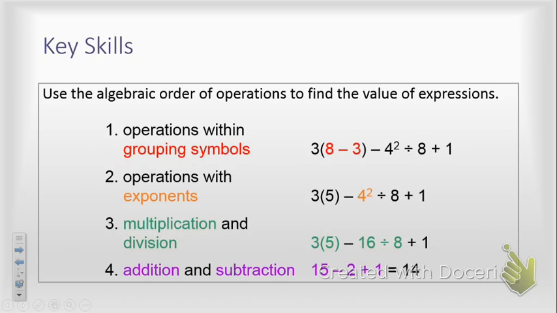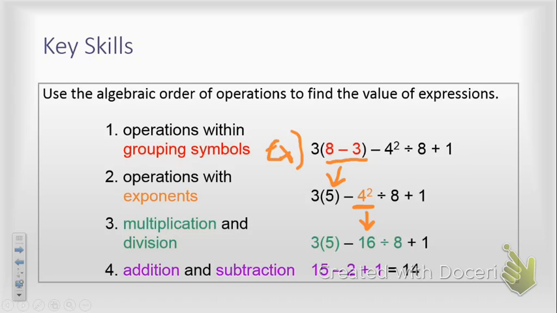Alright, so here's the first example, just kind of our key skills here, just to show you how it works. Here's our example problem: 3 times (8 minus 3) minus 4 squared divided by 8 plus 1. Okay, first thing, grouping symbols. Where are those parentheses? There they are. 8 minus 3 is 5. So then we go to the next step. 3 times 5 minus 4 squared divided by 8 plus 1. I've got to look for exponents. Where are they at? Oh, there it is. Exponents: 4 squared is 16.